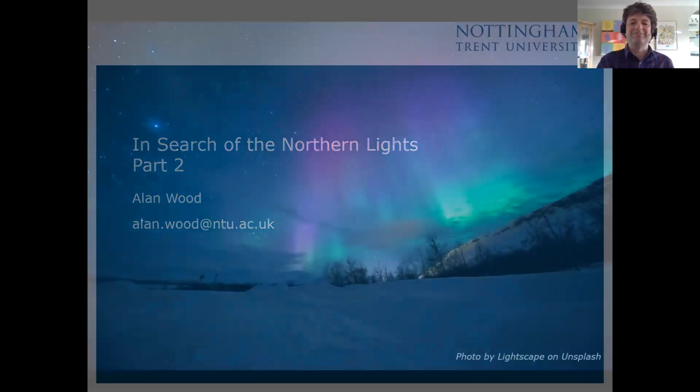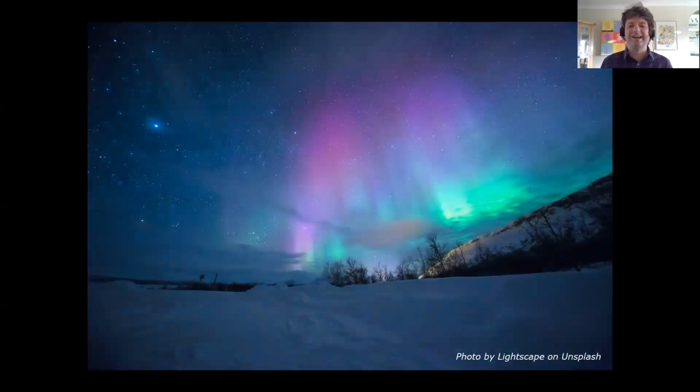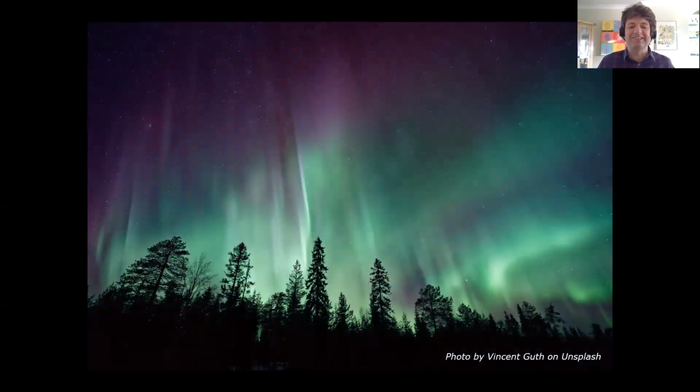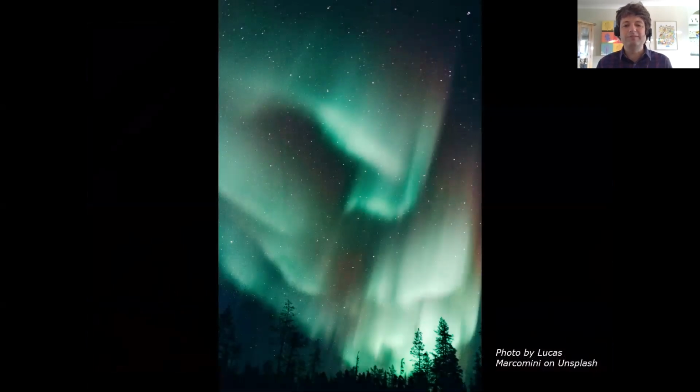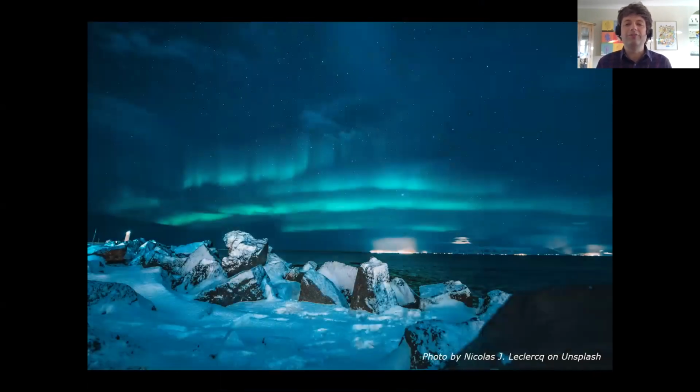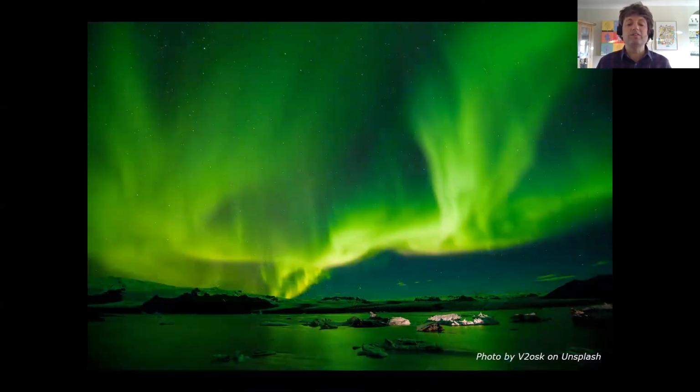So, last time we started off talking about the Northern Lights. We've got these beautiful bands of green and red and purple that have absolutely fascinated people for millennia. You see them hanging in the night sky like this, these beautiful swirling curtains of colour. They're one of the most phenomenally beautiful of all natural phenomena. Last time we also talked about some very ancient observations of the Northern Lights.